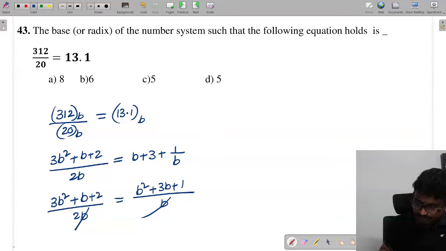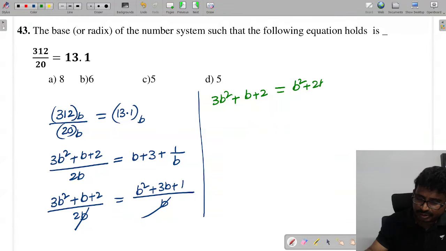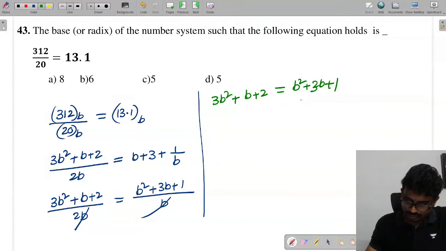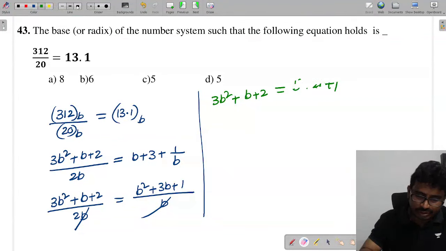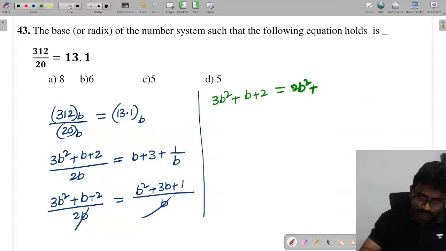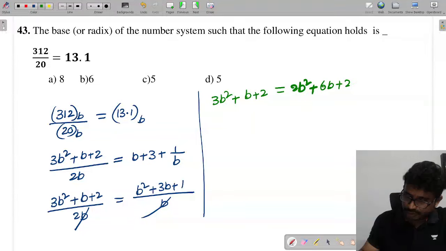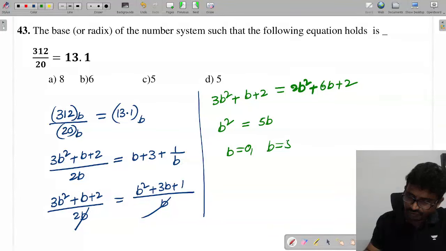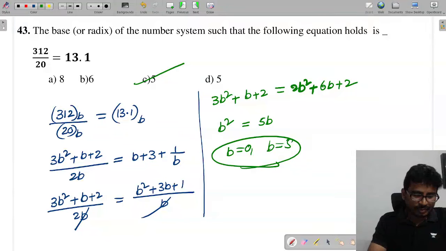B, B cancel. So from this, what I can say now here, 3B square plus B plus 2 which is equal to B square plus 3B plus 1. Now, simplify this thing here. No, 2B square. So, 2B square is also there, na? Right side part. This is 2B square. 2B square plus what terminal? 6B plus 2. Means B square, which is equal to what terminal? 5B. Either B is equal to 0 or B is equal to 5. Na? So, option C. Right. Fine.